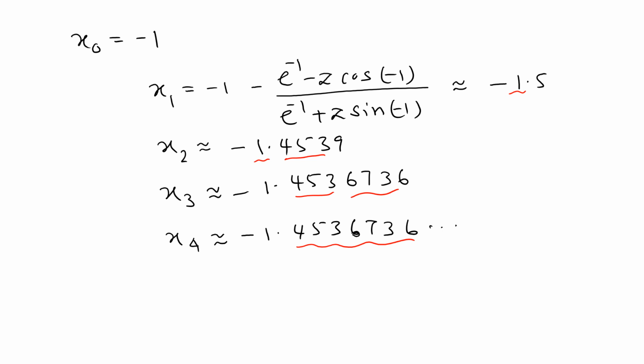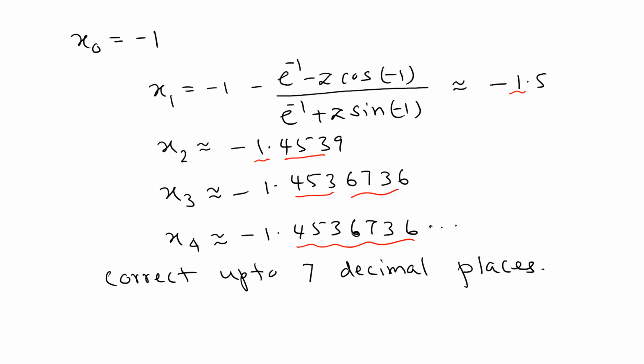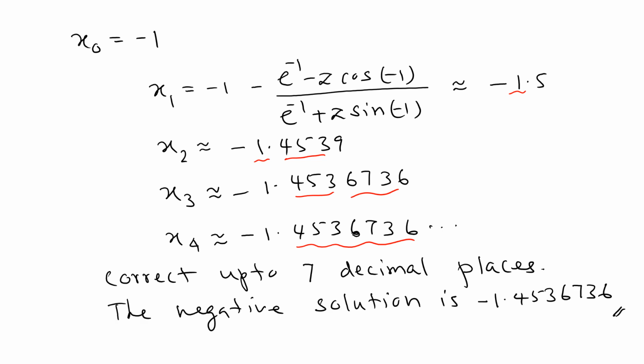So if you need to find it correct up to 2 decimal places, you can stop after x3. If you need more decimal places, you keep going until you get more and more decimal places. So this is correct up to 7 decimal places. That means your negative solution is correct up to 7 decimal places, so you can say it is one of the negative solutions.